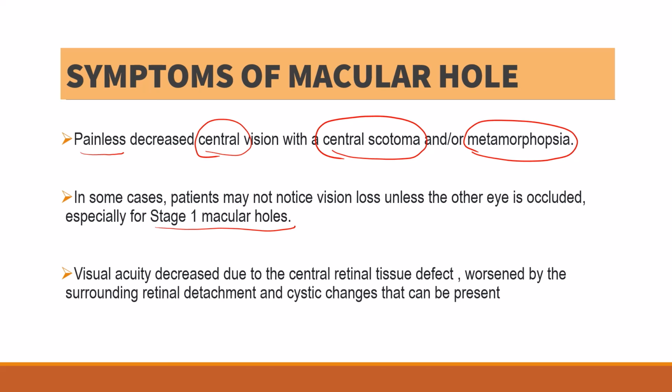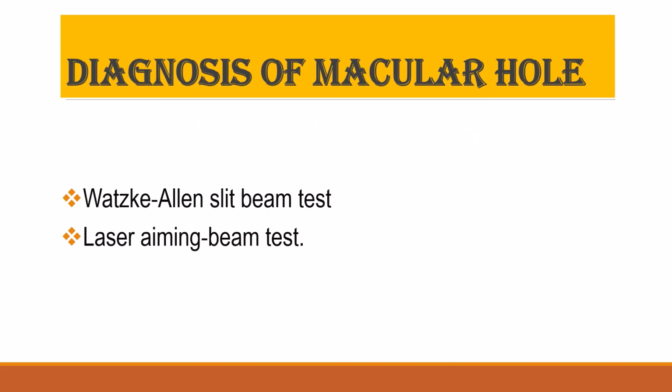Now, the reason for decrease in visual acuity is because there is a loss of the central retinal tissue. Moreover, there is this fluid which is present. There is surrounding retinal detachment and cystic changes. All these are going to lead to decrease in the vision of the patient. How do you diagnose the macular hole? Obviously, you have to do a fundus examination and OCT examination as an investigation.